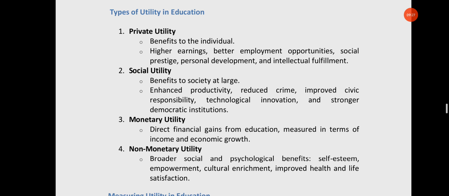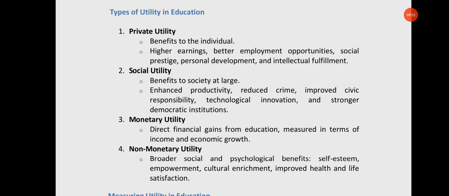Types of utility in education. Number one, private utility: benefits to the individual, higher earning, better employment opportunities, social prestige, personal development, and intellectual fulfillment. Number two, social utility: benefits to society at large, enhanced productivity, reduced crime rate, improved civic engagement, civic responsibility, technological innovation, and stronger democratic institutions.